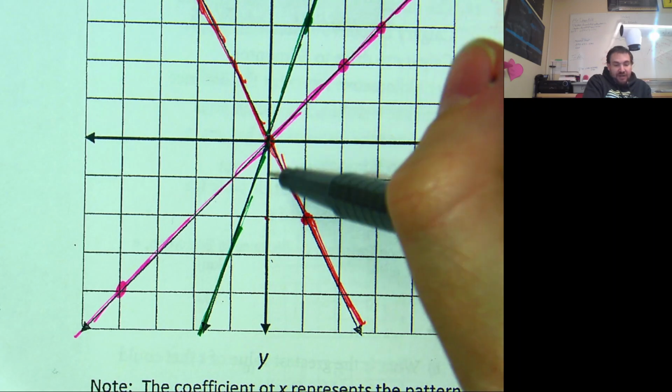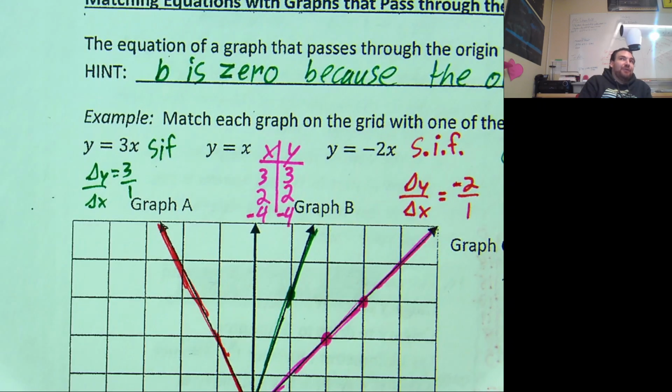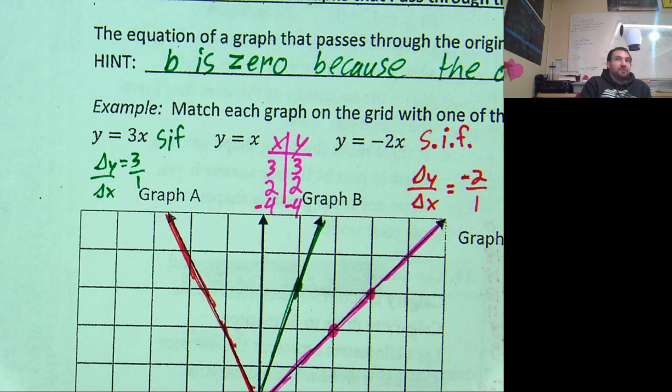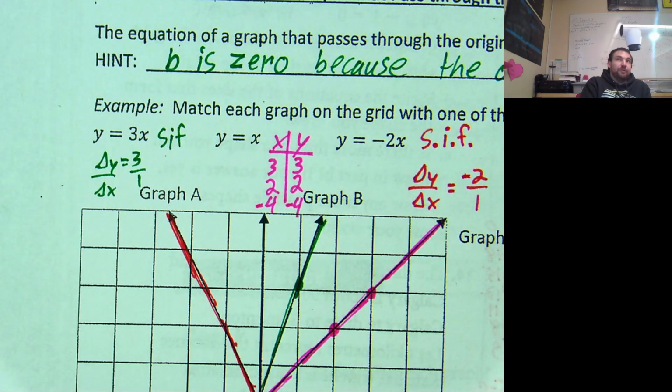So I could have gone down 1, 2, 3 and left 1. That would have been equivalent because negative 3 over negative 1 reduces to 3 over 1, which reduces to 3. So yes, that would also work.